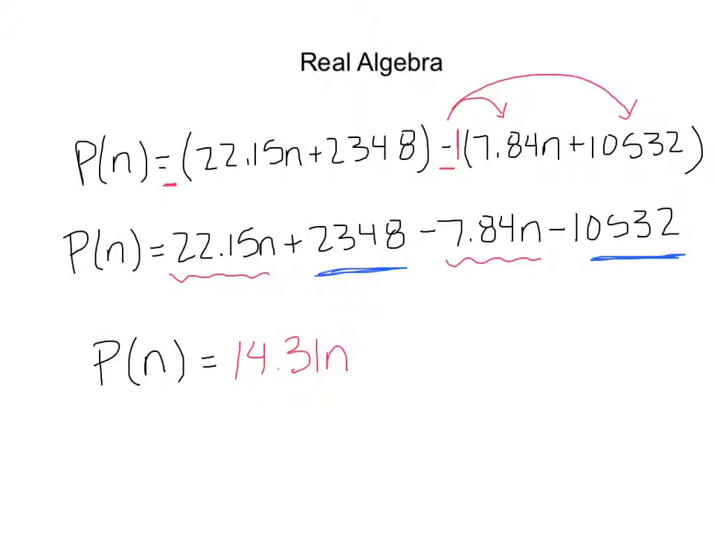Now we can look at the numbers. We know that we have an income of $23.48, that's a one-time income, and we have to subtract our one-time expenses, which is $10,532. So we have $23.48 minus $10,532, and that'll get us our profit constant, which is $81.84. Now that we have this simplified function, we can use it to help us figure out how much money we're going to make based on how many pairs of jeans we sell.